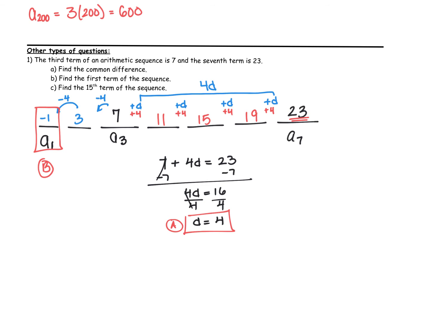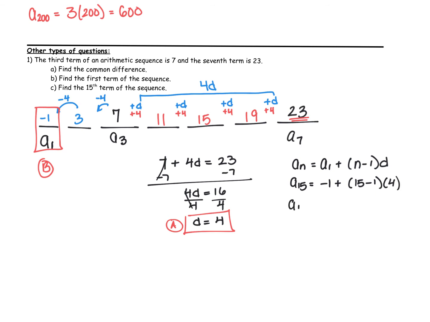And then last but not least is to find the 15th term of this sequence. You can keep counting or you can use the formula. So a sub n equals a sub 1 plus n minus 1 times d. a sub 15 means the 15th term. Take a sub 1, which is negative 1. Since I put 15 in for n, I have to put 15 in for this n. Minus 1, and we know that my common difference now, d, is 4.